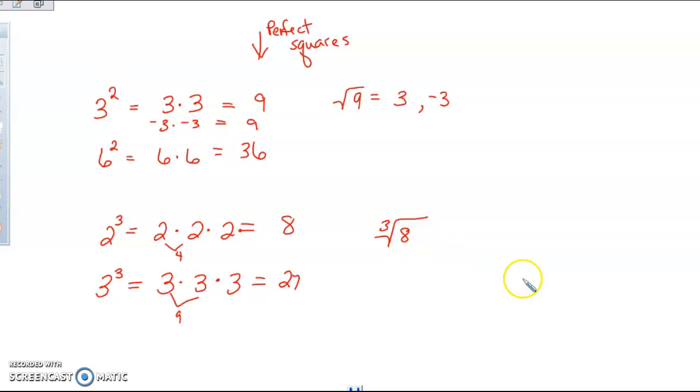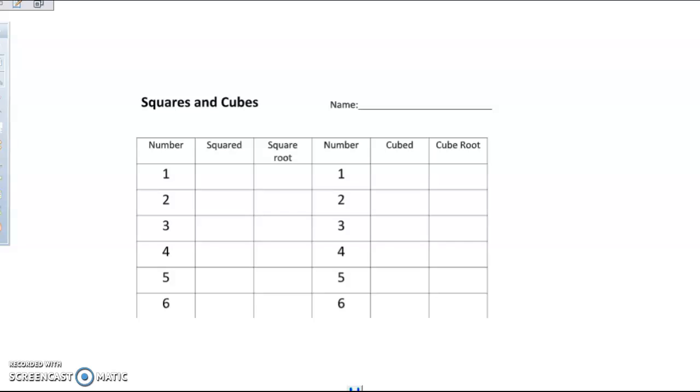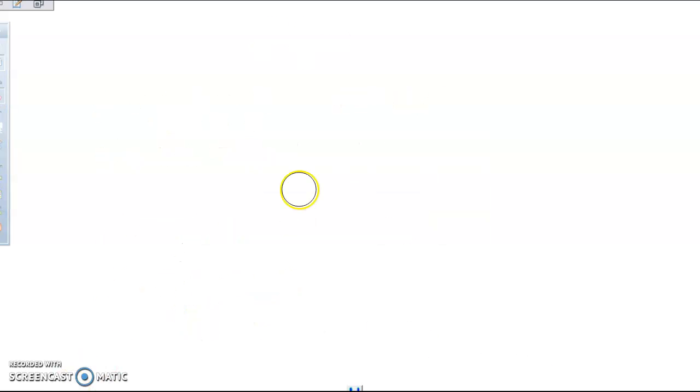Okay? So on Google Classroom, you are given a form that looks very similar to this that you are going to fill out. And this is a great tool to have as you're working with square roots and cube roots. So what you're going to do is you have a number, and 1 squared is the same thing as 1 times 1, which is 1. And I have to start over.